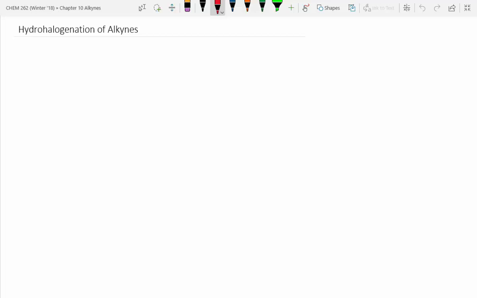All right, so this whole chapter is kind of a variation on the last chapter. It's all the same reactions we saw with alkenes, but with alkynes. In the last chapter, we saw that we can do hydrohalogenation of alkenes. So let's review that super quick.